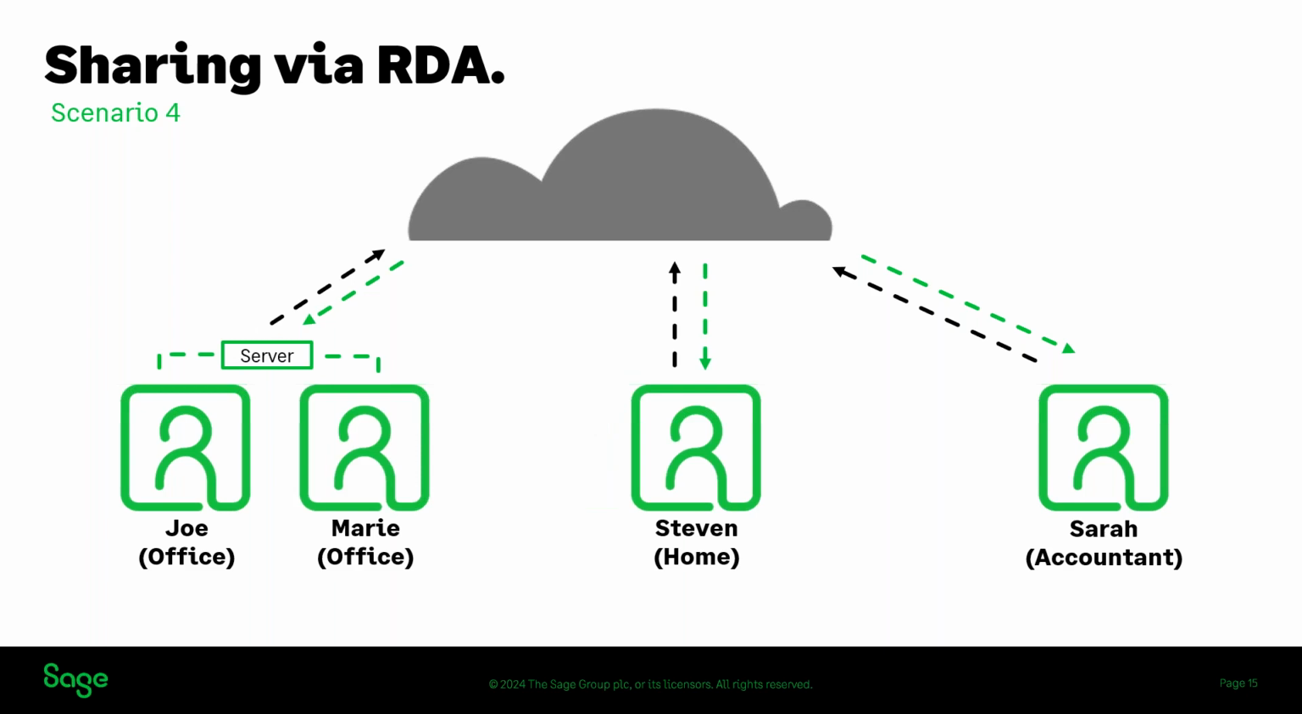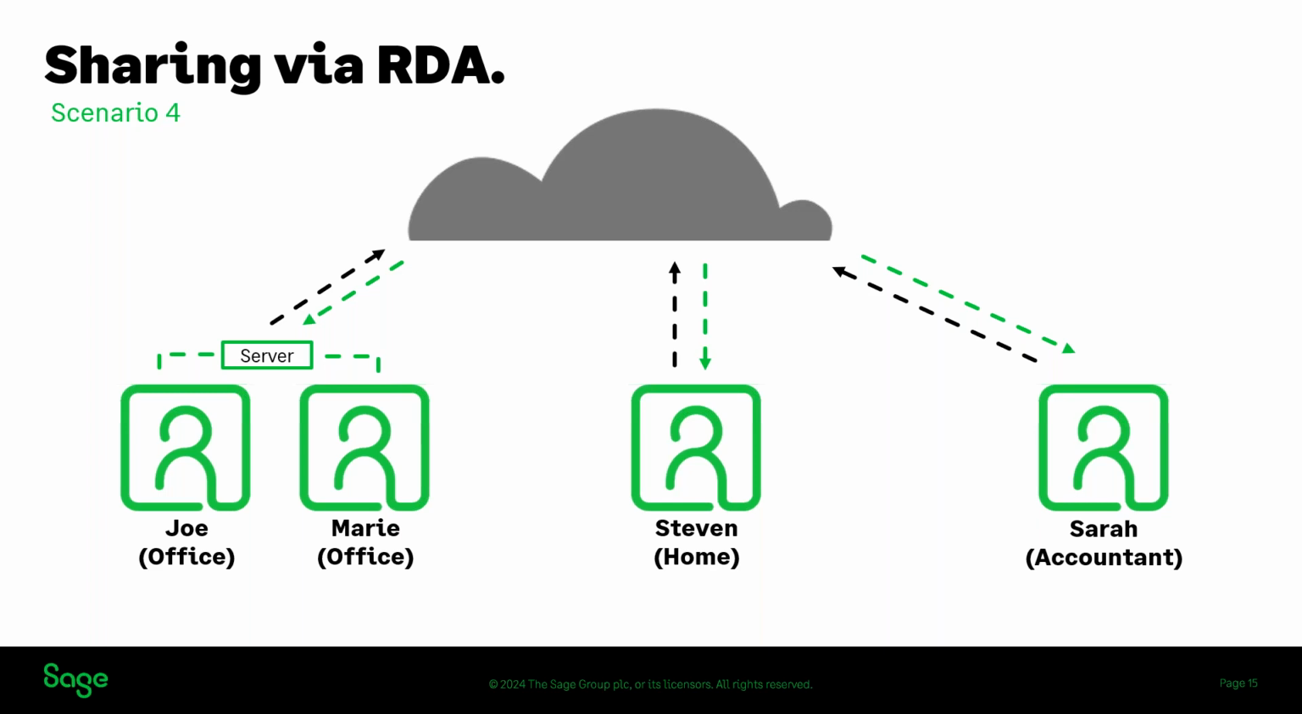So that's the scenario I want to talk about, and it's a little bit more complex. It's when you have a server involved. So now you have Joe and Marie in the office, but they're connected by a server. Although they have two separate users and they're using their own machines, they're working from the same data location because they're connected via a server. And you can still set remote data access up from this location, but they would just class as one site.